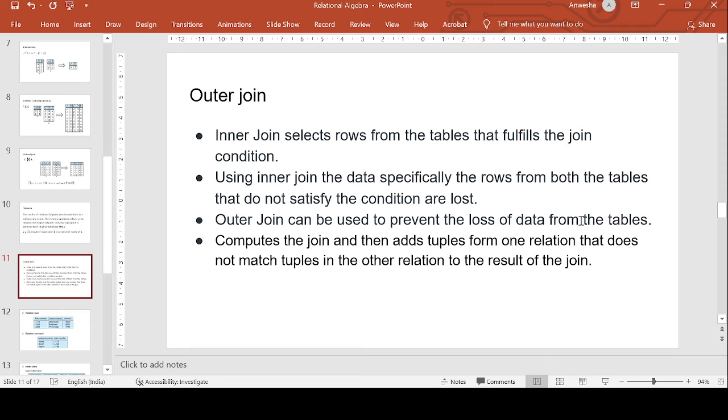Using inner join, the rows from both the tables that do not satisfy the condition are lost. Outer join can be used to prevent the loss of data from the tables. In inner join, you are not considering the other values, only the common values. But if you want to consider other values also, and you do not want data loss, then you can do an outer join. In inner join you are not getting null, but in the case of outer join, you can consider null.